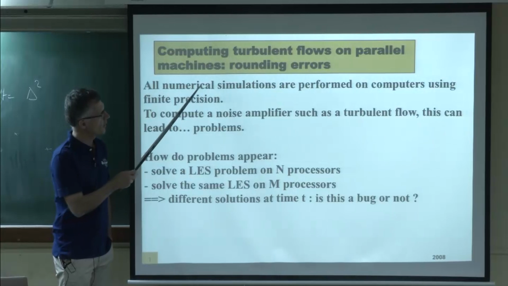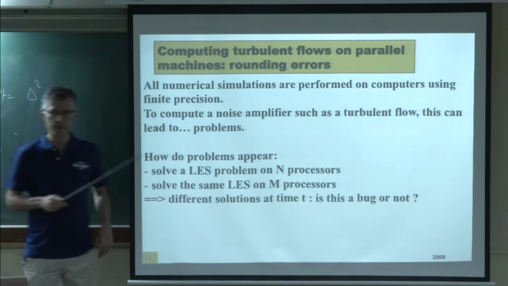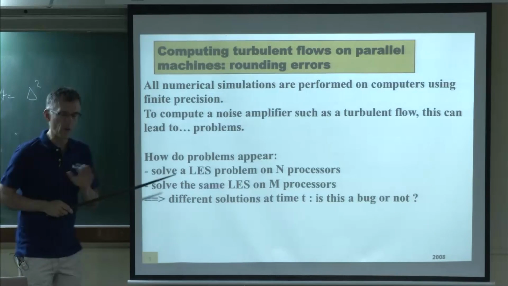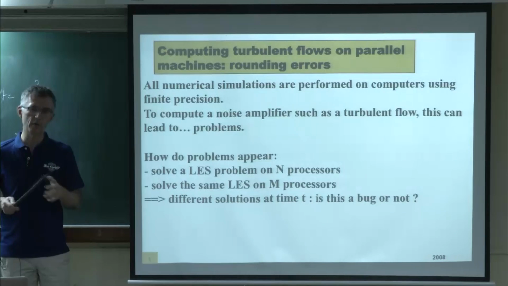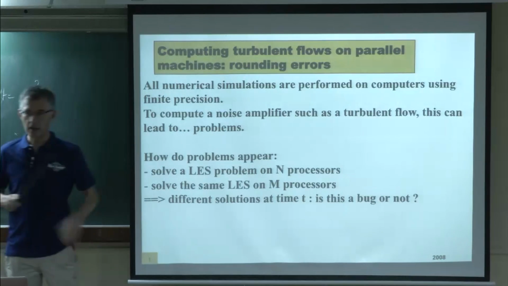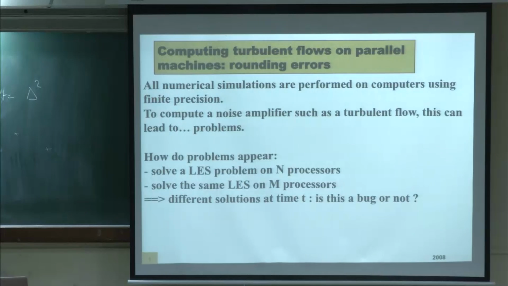So if you have finite precision, that means that you have rounding errors in your simulation. And it's not a problem if you have a dissipative algorithm or if you compute a laminar flow. But remember, turbulence is really amplifying perturbation. This is the butterfly effect. You know also this is the reason why we cannot compute the weather to more than 8 days.